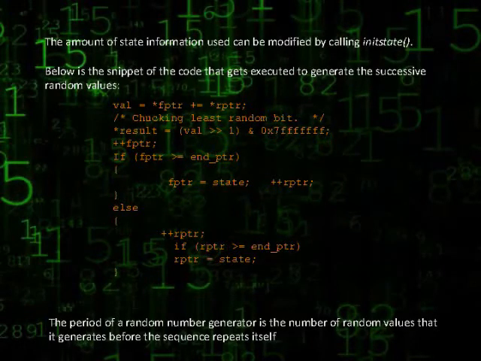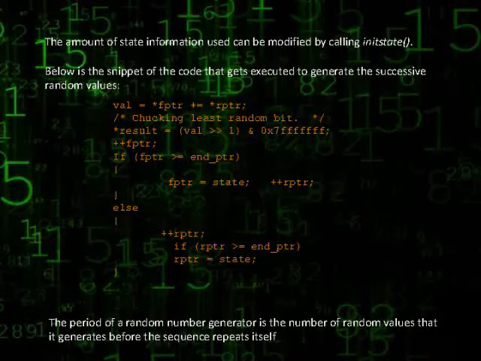However, since the new value is a 32-bit integer and only 31 bits are needed in order to get a random number in the desired range, the least significant bit is dropped in order to get the final random value returned by the routine. After generating and storing the new random value, both of the state pointers are incremented so that they point to subsequent locations in the state array. If either pointer reaches the end of the array, it's reset to point to the beginning of it.